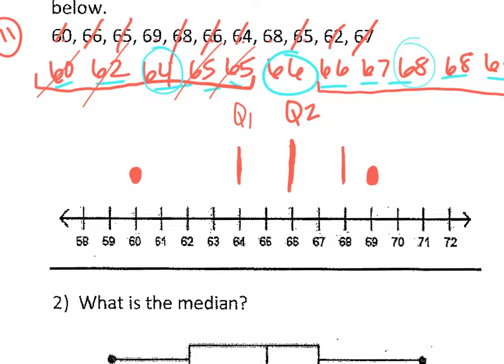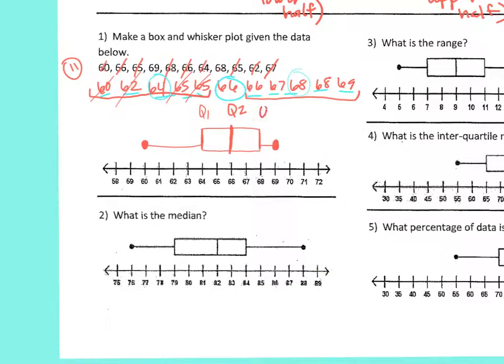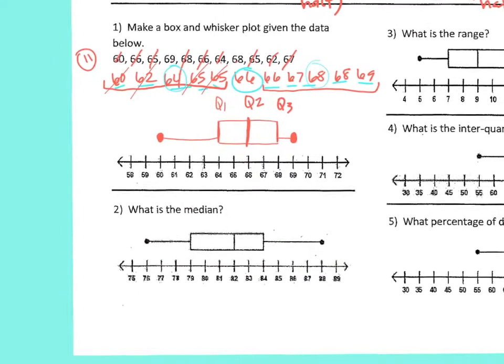Now you're done. Now I'm going to make a box. Wait, we just made a box. And then connect your whiskers. And that's it. I forgot to write Q3. Okay, number 2.